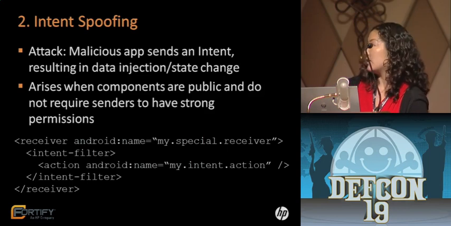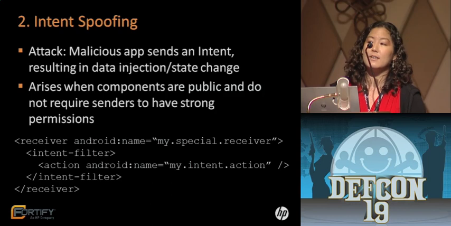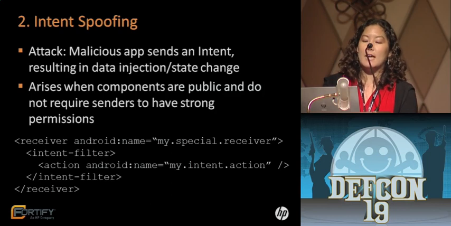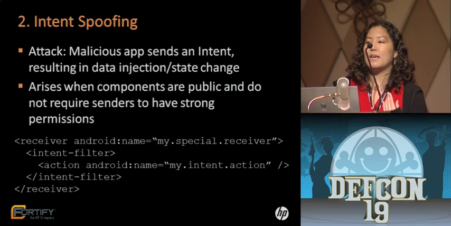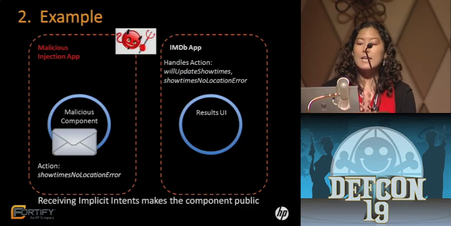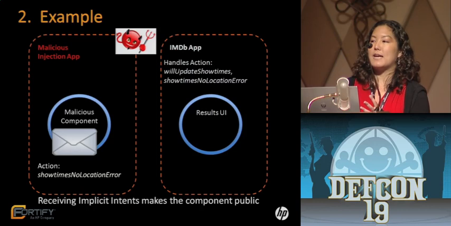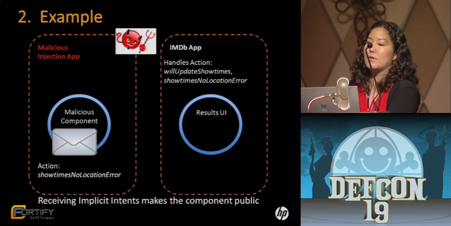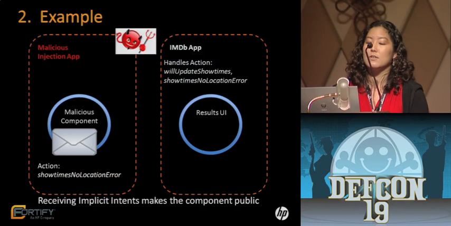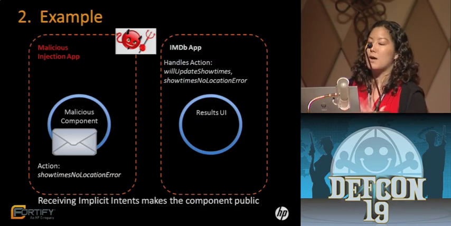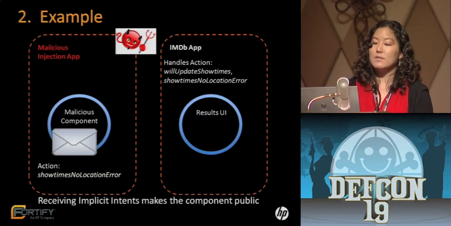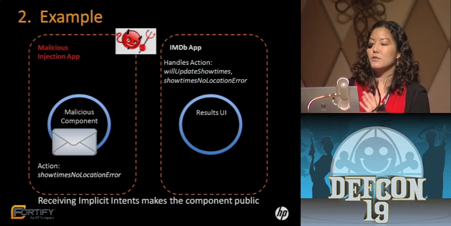So here we have a reminder of the code. This is a receiver being declared in a manifest. And as you can see here, it's declaring that it can receive this action, my intent action. So it's being made a public component. This attack exploits a vulnerability on the receiving side. So let's go back to the IMDb example. We had the receiving component that updates with show times or says that there's a no location error. If you recall, it was receiving an implicit intent, which made that component public. And as a result, a malicious application can simply send an intent to that component.